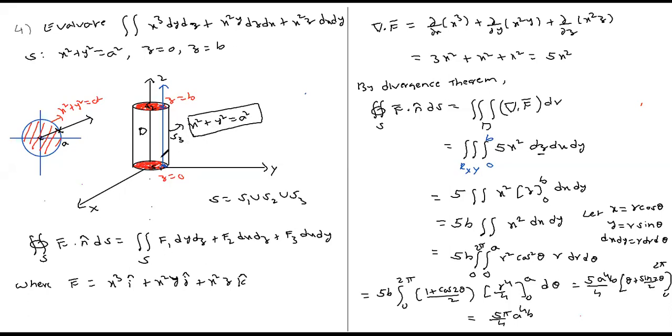Suppose somebody asks you to verify divergence theorem. Here we applied divergence theorem. Somebody asks you to verify divergence theorem means you have to evaluate the surface integral also. You have to show that LHS equal to RHS. Just now we got RHS as 5 by 4 pi a power 4 b. How do you find out LHS?